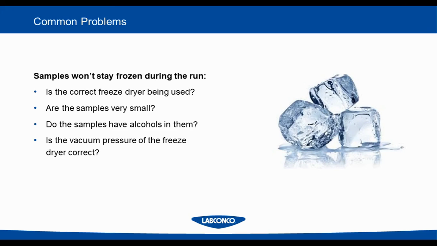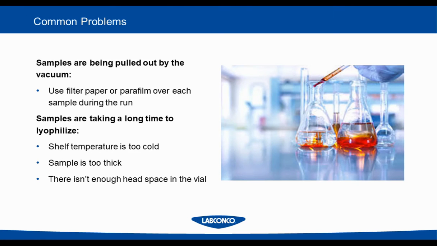Vacuum pressure should not be too high. If you can't get a good vacuum, it may be time for an oil change. As the samples dry, they become powdery and could get pulled out under a deep vacuum. Using filter paper or parafilm will help prevent this. And remember, colder is not always better when it comes to freeze drying.